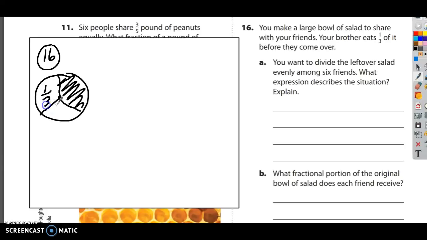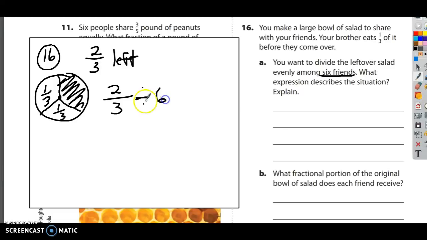Well, here's 1/3 and here's 1/3. How much do you have left? You have 2/3 left. So right off the bat, you should think about that. You have 2/3 left because your brother ate 1/3 of it. Question A says you want to divide the leftover salad evenly among 6 friends. So how much do you have? We just decided you have 2/3. And then it says you want to divide that by 6 people. We talked earlier how people is going to be the second term. So we're going to take the salad divided by 6 people.